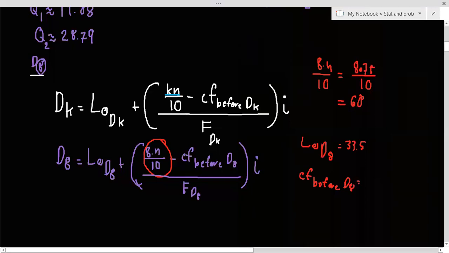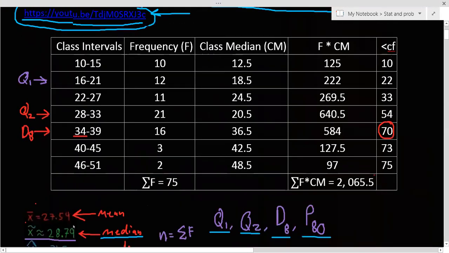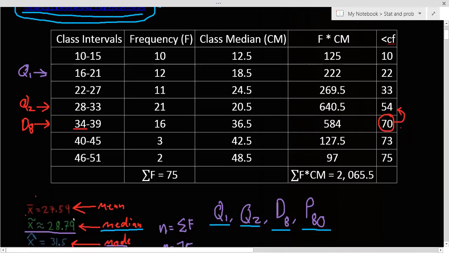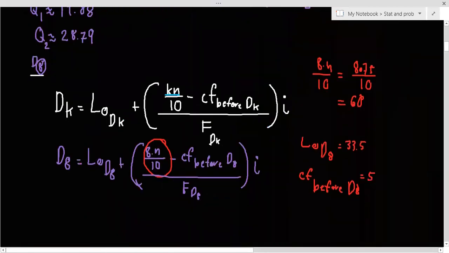Pangit sulat ko, sensya na. Wait lang ayusin ko lang to. Okay, CF before the 8 decile. So this one, we have 70 as the CF or cumulative frequency ng D8 or 8 decile. So what comes before 70? We have 54. So yun yung sagot natin dito, 54.